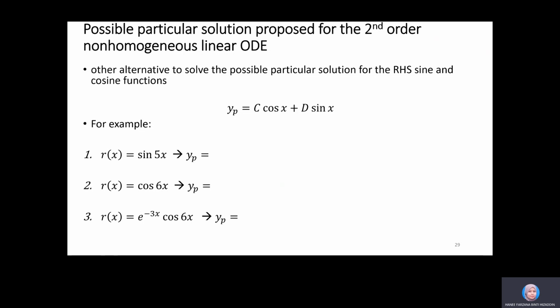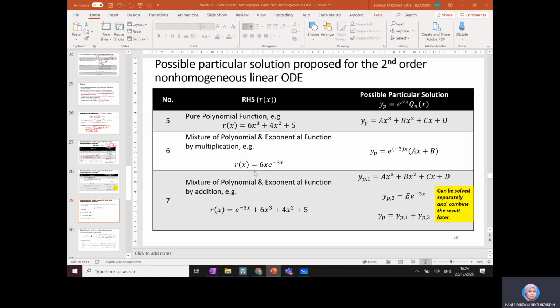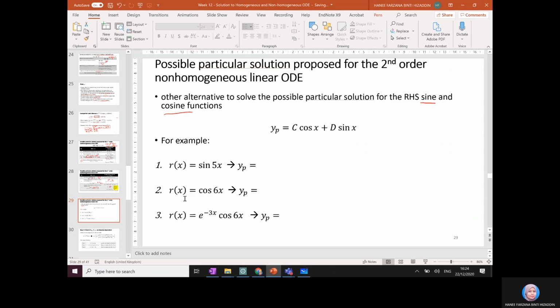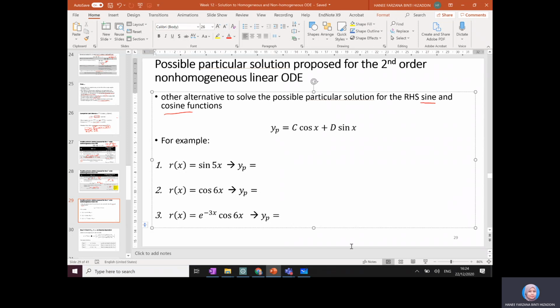Yeah, there's another alternative method. If you don't want to use Euler's notation, you can use this to propose the particular function for the right-hand side where it involves sine and cosine function. So if you are given any cos or sine function, you can propose yp to be this type. Okay, so let's do this example.